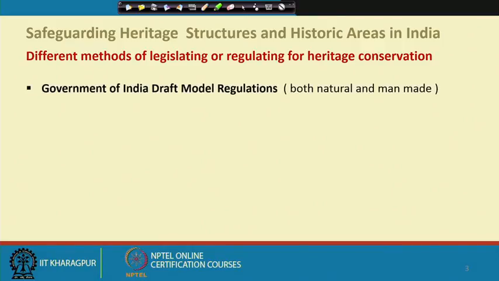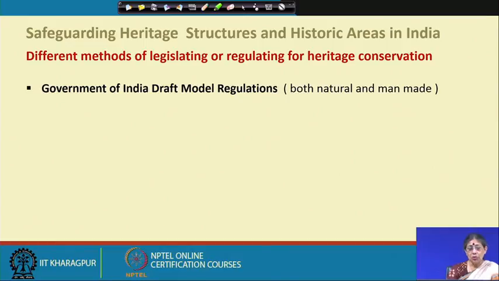Now, the government of India, where the Mumbai regulation played a pioneering role, and then Punjab also did that, Hyderabad did that, and Bhubaneswar, Kolkata, various other places had their own heritage regulations. Delhi also has a heritage listing, but if you talk of the regulation, Mumbai played a very important role. After that, Punjab, within the provision of town planning, played a very important role, and based on that, the draft model regulation has been done for overall India at the national level, and it has been done both for the natural and the man-made heritage.